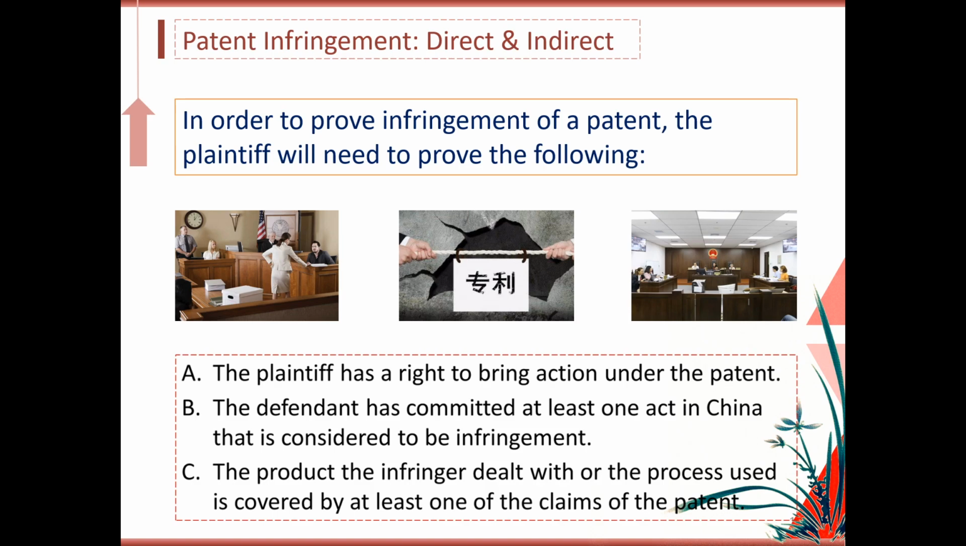Number three, the product at issue, potentially the product that's infringing, this could be an invention product or a product made or obtained through the use of the patented process, is covered by at least one of the claims of the patent. Put it another way, the infringing product at issue may fall within the scope of protection of the patented products.